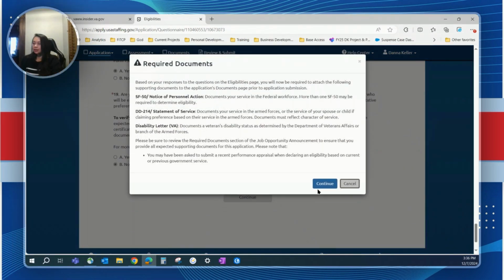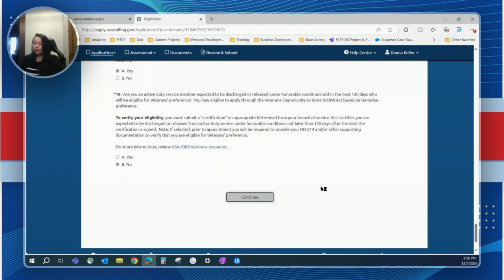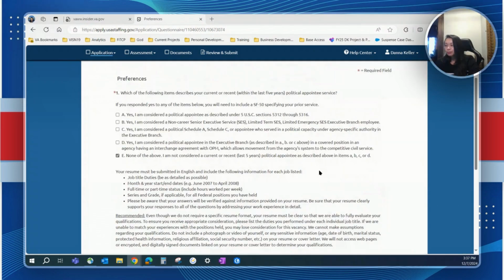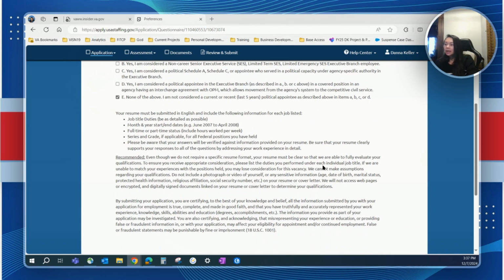So when we click continue, go ahead and it's asking for the required documents, and it's going to go through the preference. So here the preference, if you're a political appointee, that needs to be included, but I am not part of that. I put down none of the above. I'm not considered a current or recent, last 5 years, political appointee. But here, pay attention to the resume and include the following information: job title, duties, as detailed as possible, and we talked about that, month and year, start and end dates. So it gives you the format.